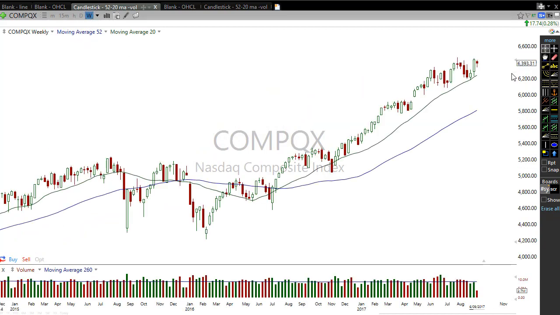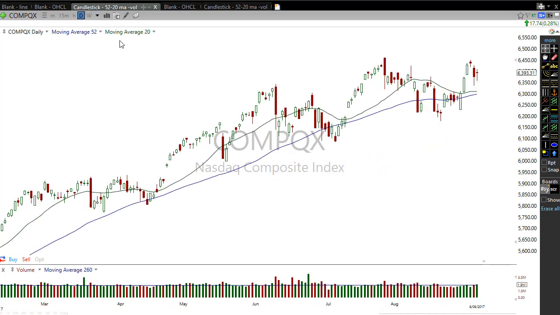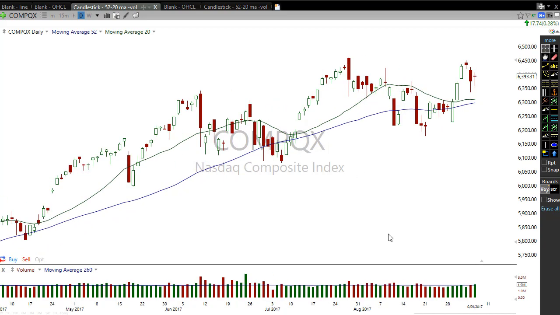Go back to the weekly chart. Again, guys, the trend is definitely up. The trend is definitely not down. So obviously you want to make sure that you're staying with that trend. With the Nasdaq right now, guys, it's obviously looking really strong again, right? The Nasdaq's looking the strongest out of all of them. So there we go. It's a quick little market update.